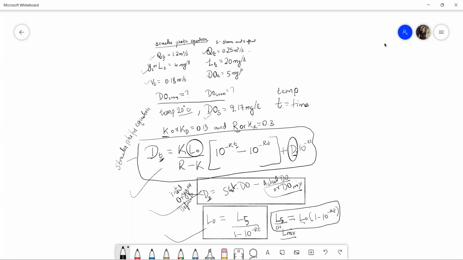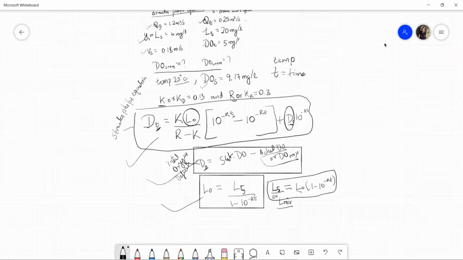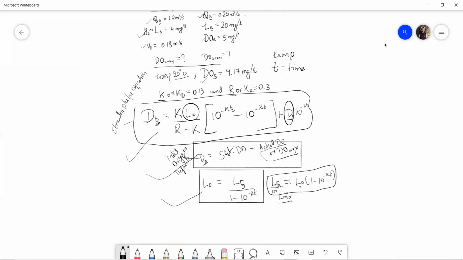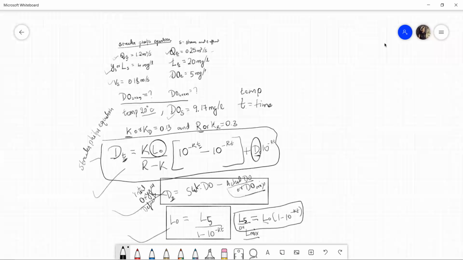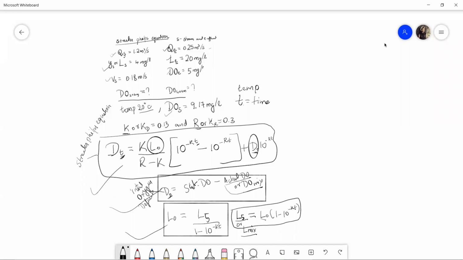And the KD value and KR value are given as 0.13 and 0.3. These are the deoxygenation coefficient and reoxygenation coefficient. And the Streeter-Phelps equation, you have written this in the previous class. And we have to find out D naught, that is the initial oxygen deficit, and the initial BOD. So first thing that you have to do is find out the mixed concentration for all.